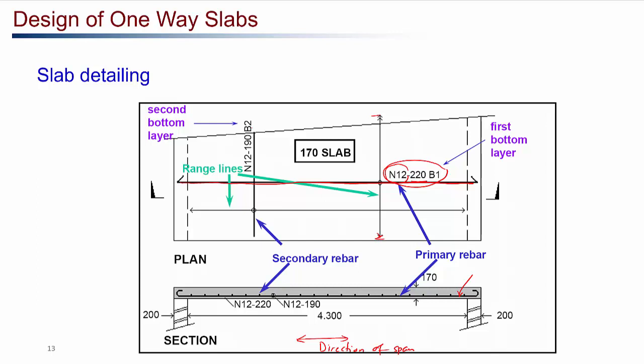Now, the secondary reinforcement is perpendicular to that primary reinforcement. So it is provided in this direction. And in this view, we can see that the secondary reinforcements are noted here. So these are the secondary reinforcements. And from here to here, the secondary reinforcement we provide is N12 at 190 center to center. So this is just an example, just to note how we can do the detailing of the slab.